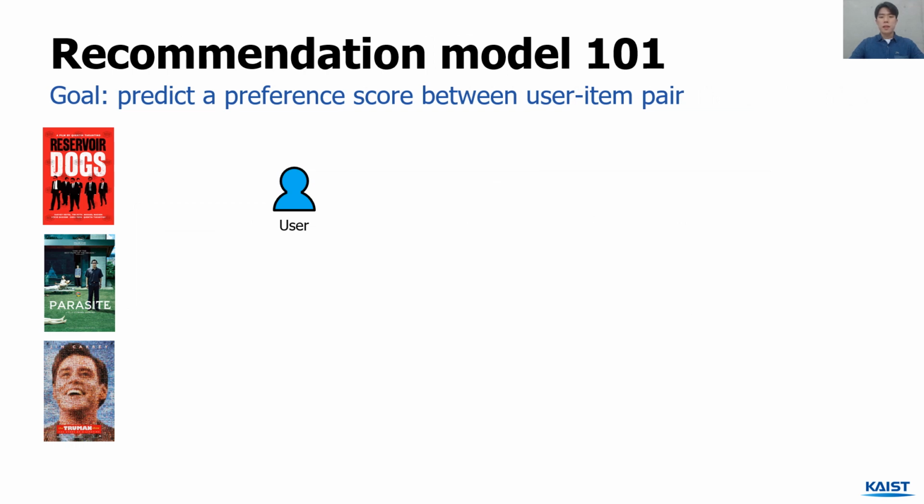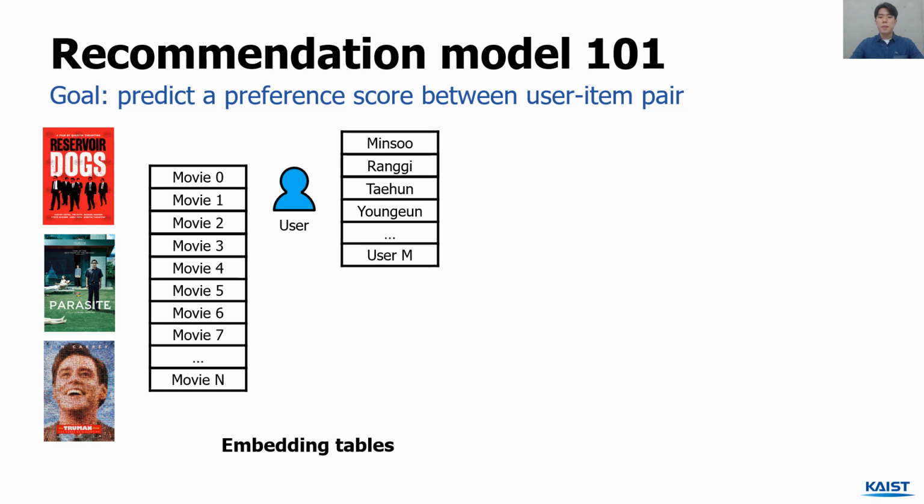Okay, so let me explain how embeddings are utilized in modern DNN-based recommendation models. The goal of a recommendation model is to predict the preference score between a user and an item. In this example, let's assume we are trying to recommend a movie to a given user. To store the embedding vectors for all the movies and users, this recommendation model is assumed as having two tables. First, the model gathers the corresponding embeddings of 3 movies as well as the user from the 2 embedding tables.